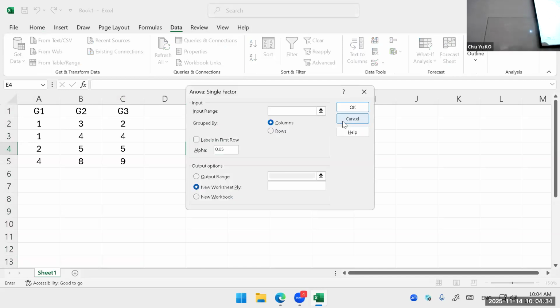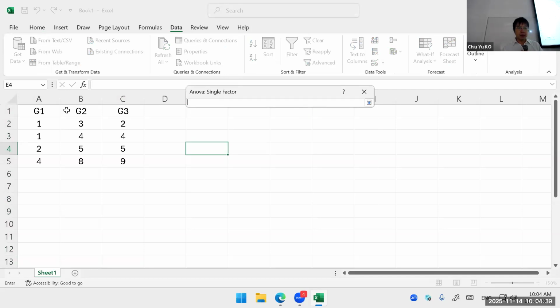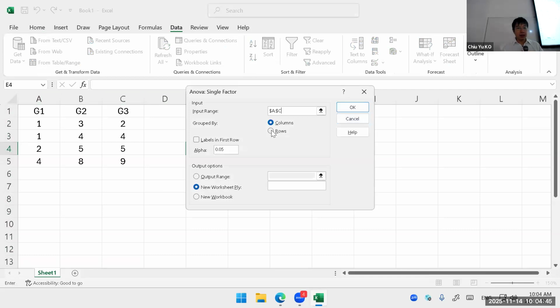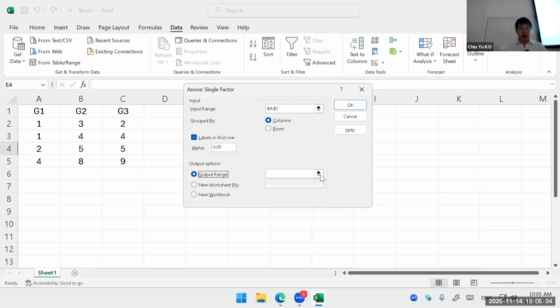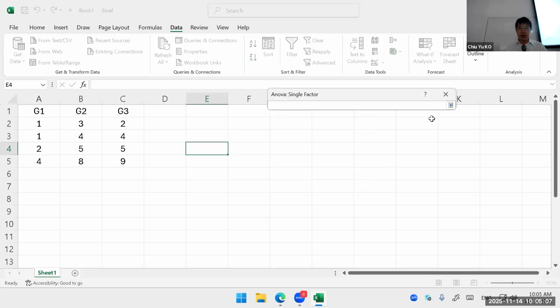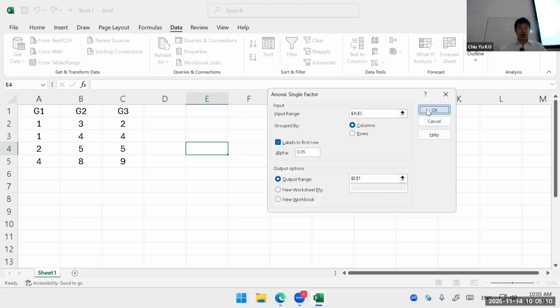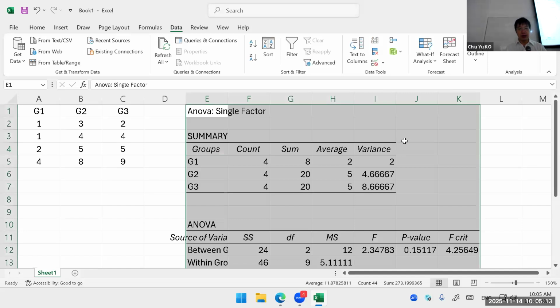You just tell it the input range. In our case, it's column A to column C. Okay. Just highlight and drag. And the data are grouped by column. So that's what we tell it. And because we have labels in the first row, which we did, we check that box. And for alpha, I use 5%. Okay. Now the end will be the output range, where you want to output the data, but usually I put it on the side. But you can use a new spreadsheet, but I just make things easier. Okay. So that will be the answer.